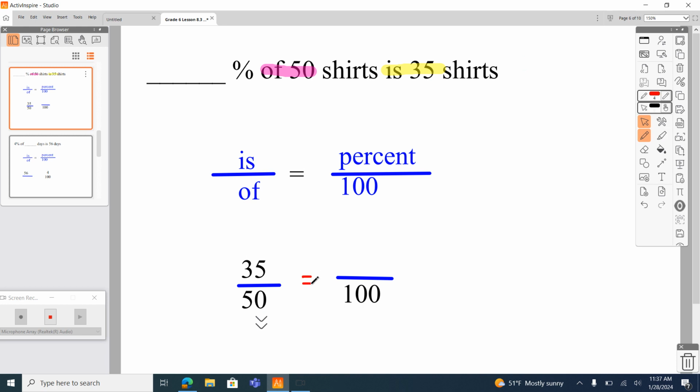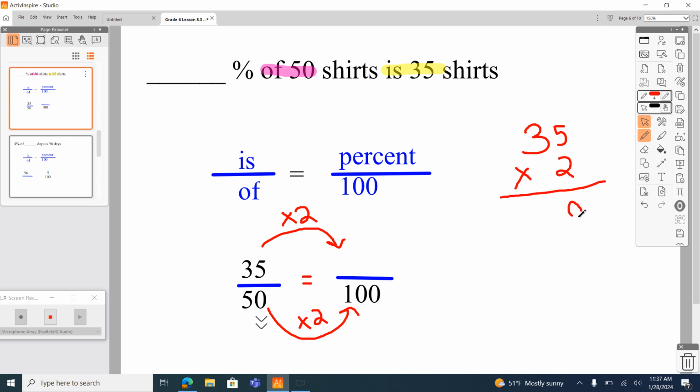50 times 2. So we're going to do 35 times 2. So 5 times 2 is 10. 2 times 3 is 6, plus 1 is 70. And so the answer is 70% of 50 shirts, 35 shirts.